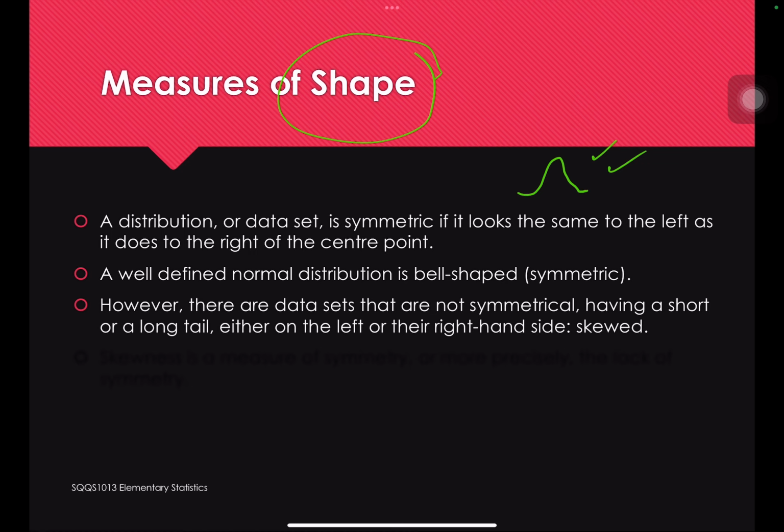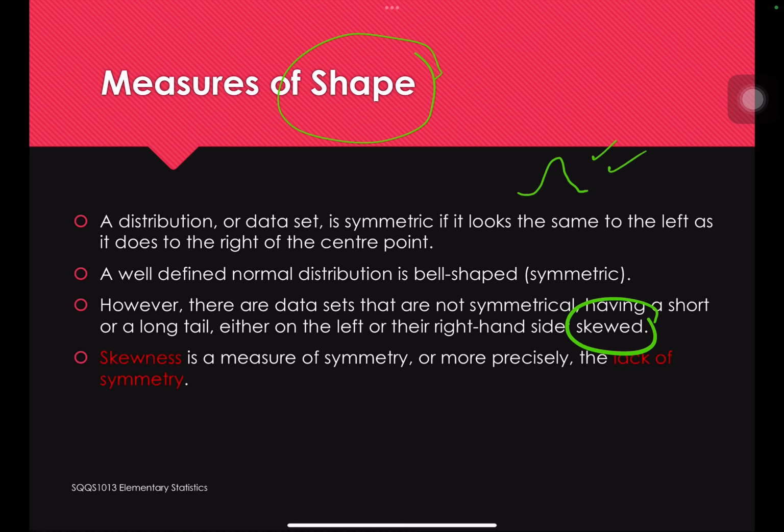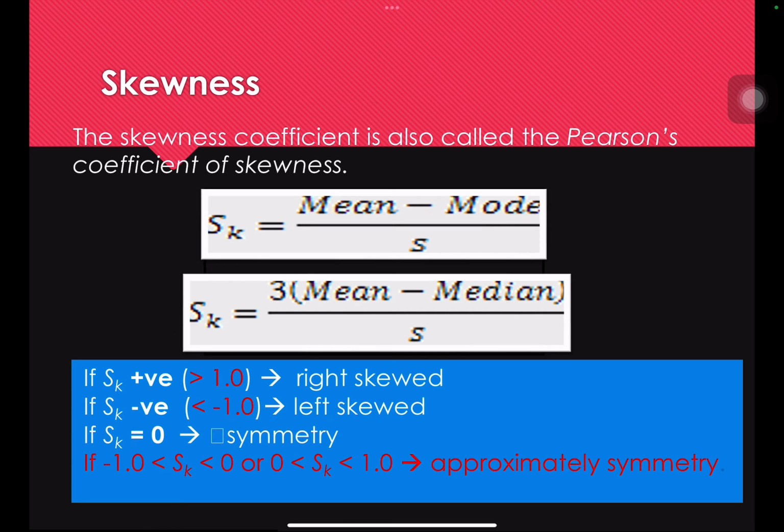What else do we have here? However, there are data sets that are not symmetrical, having a short or a long tail either on the left or their right hand side, which we call skew. And we have skew to the right, skew to the left. Okay? Right, so skewness is a measure of symmetry, or more precisely the lack of symmetry. So either symmetrical, left or right. Okay. What else do we have?